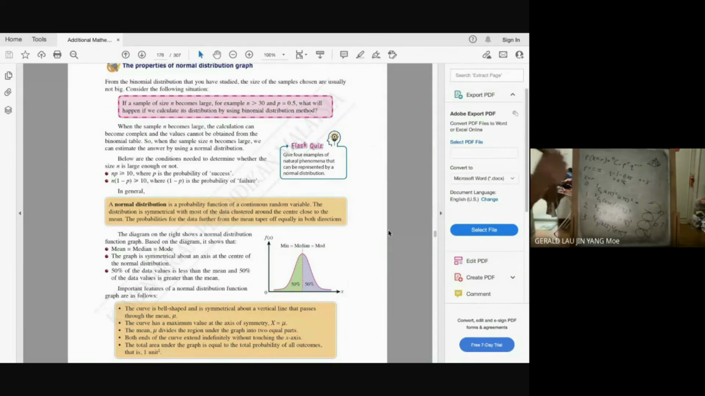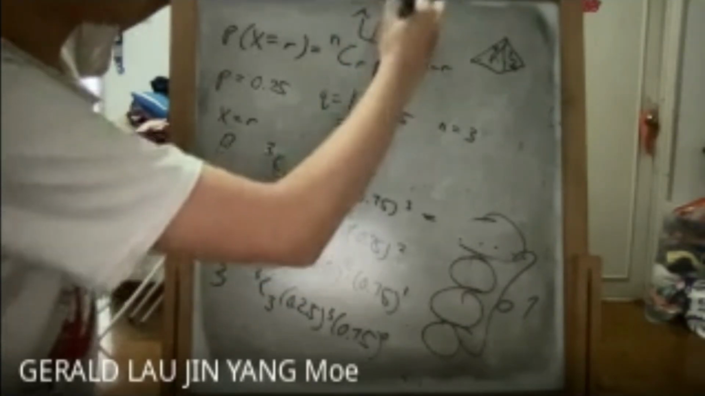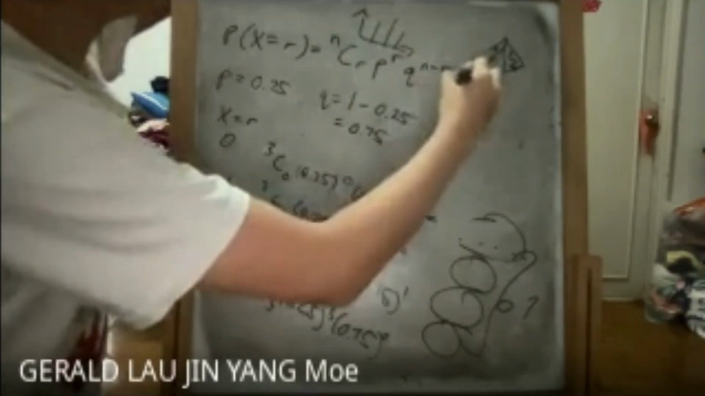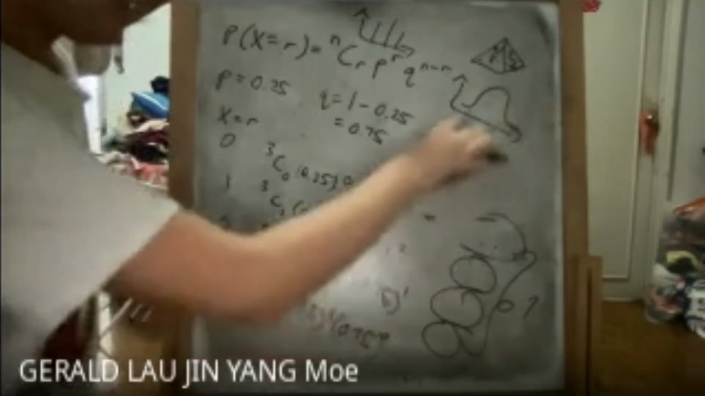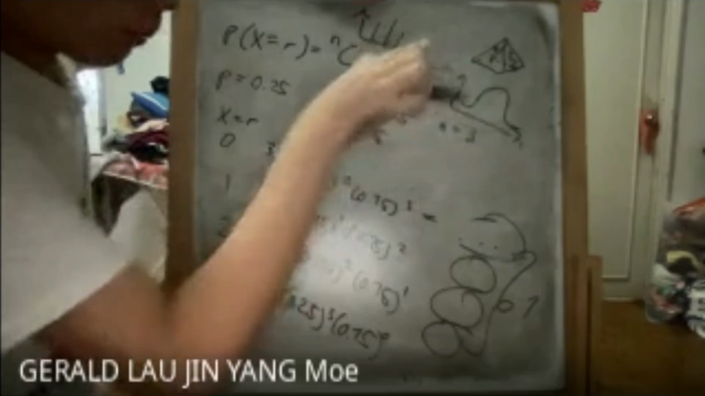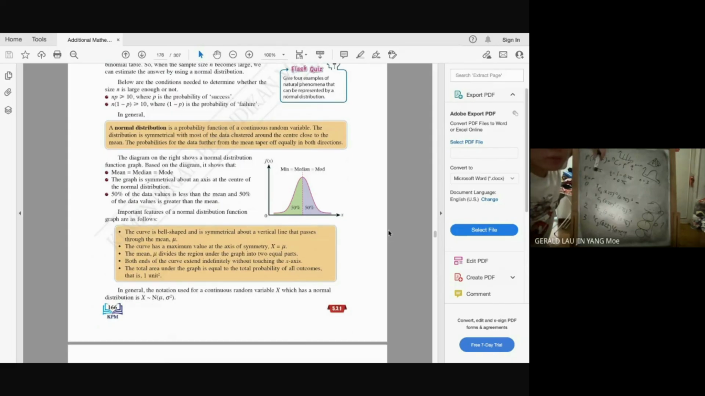So for binomial just now, look at the whiteboard, your graph is like this, one straight line, one straight line, one straight line. This is discrete. But now normal distribution is continuous. It will be like a curve like that, a bell curve. And remember, the side will always approach the x-axis but never touch the x-axis. It will be a bell curve.